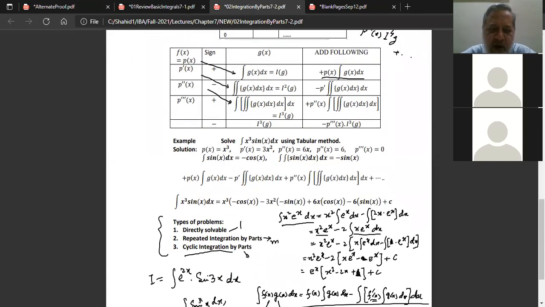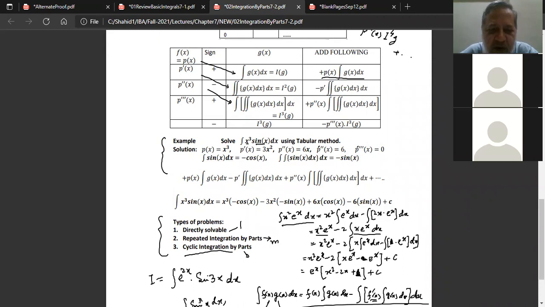Here is a demonstration of the tabular method without actually making the table. We have the integral of x cube sine x. So there is a polynomial and a second function. The polynomial x cube, its derivative, its second derivative, its third derivative: 3x square, 6x, 6, and the fourth derivative. The fourth derivative is 0.